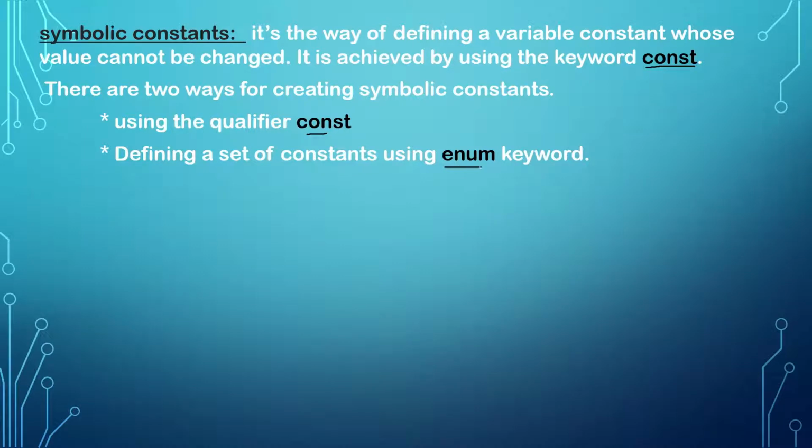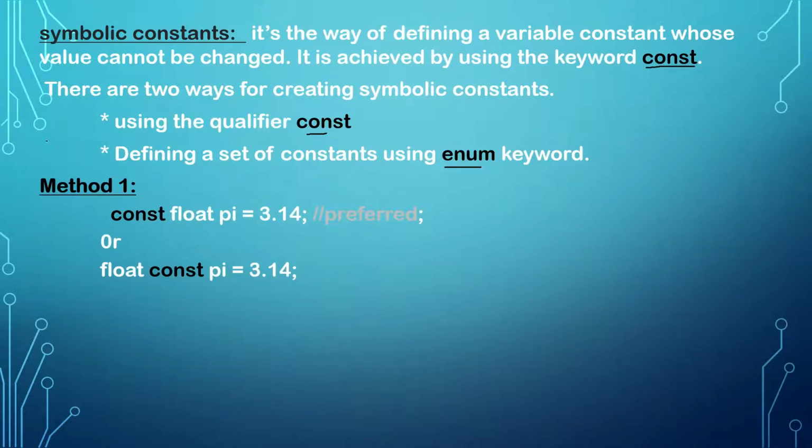So for using a keyword constant, we can declare it in two ways. One is by giving const at the beginning of a declaration or after a data type. Most preferably we will use the first type. The keyword should be at the front of a declaration. So when you give const here, this pi value is unaltered.